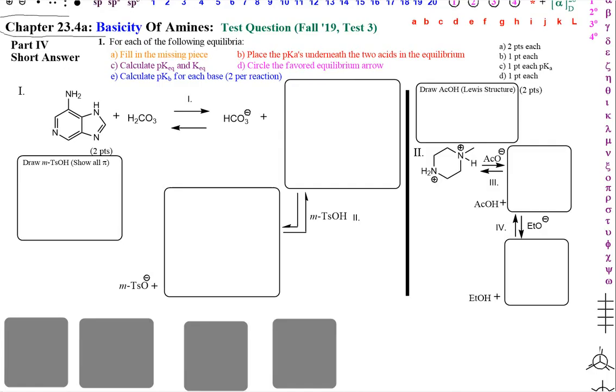In this video, we're going to explore the basicity of amines again, but this time as it pertains to answering a Fall 19 Test 3 question in the short answer section of the exam. We have to progressively protonate this species one time with this acid and then another time from the product with this acid. The question is, which of these nitrogens is the best base? Let's look at all of them individually in this order and see what we come up with.